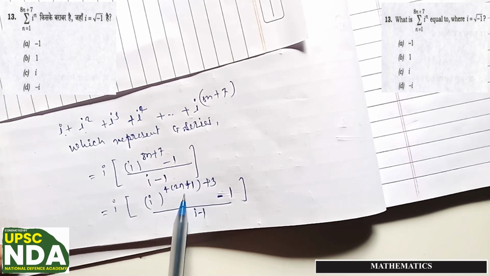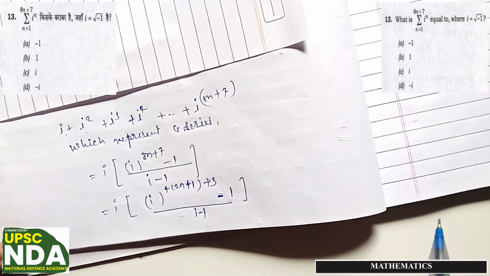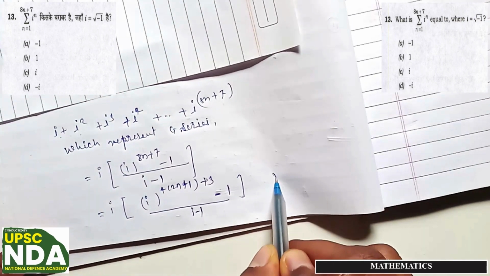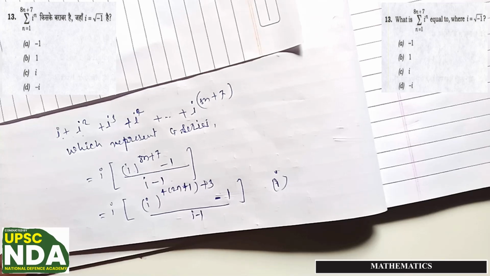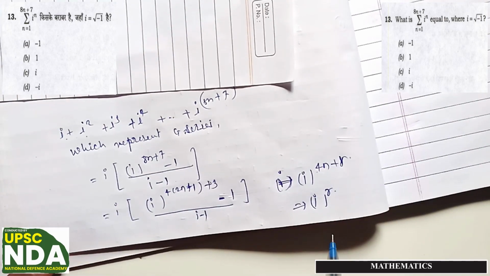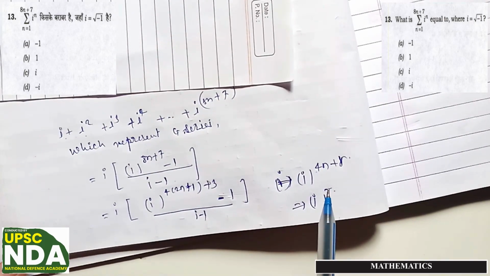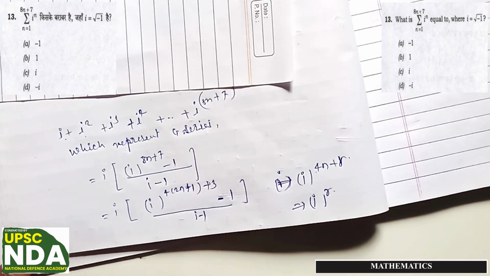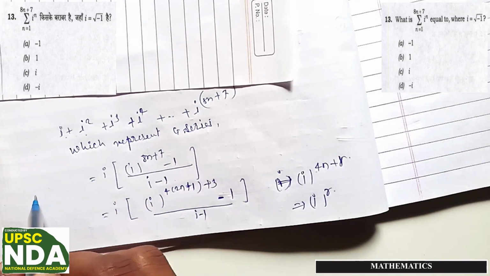I expanded it this way. Now we know one result: if I write i raised to 4n plus r, it can be written as i raised to 4n times i raised to r. Why is i raised to 4n equal to 1? Let me explain why i raised to 4n is 1.